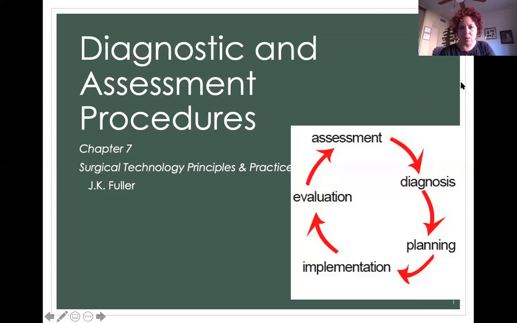All right, so as promised, diagnostic and assessment procedures, that's what we're talking about.